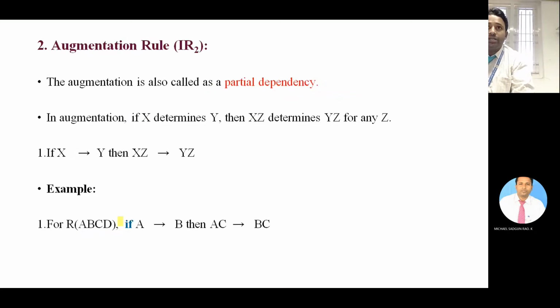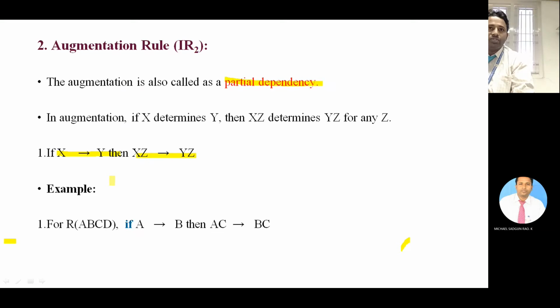And the augmentation rule. This augmentation rule is also called partial dependency. What is that? If x determines y, then xz determines yz. Augmentation is nothing but adding one more set of attributes. If those attributes are added to the x side as well as the y side, then xz determines yz.